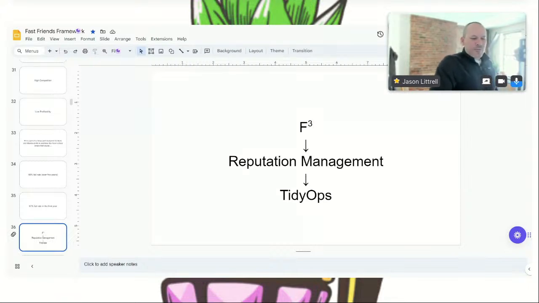So F3 is the Fast Friends framework, what you're about to get right now. Then the second part of this is reputation management, which leverages AI and automation to ask people for a lot of reviews, influence reviews, and get people to come back.